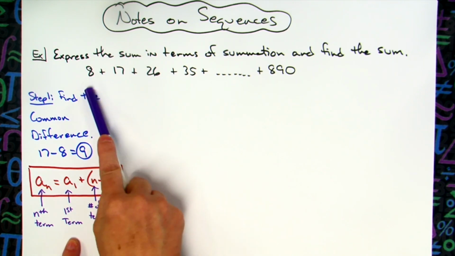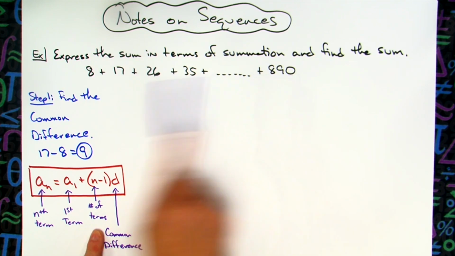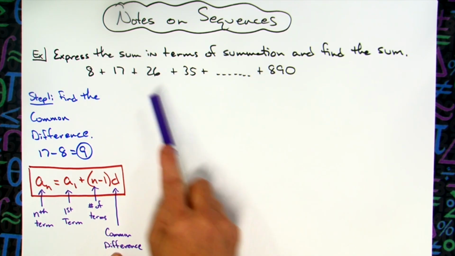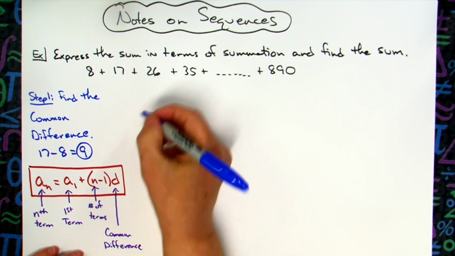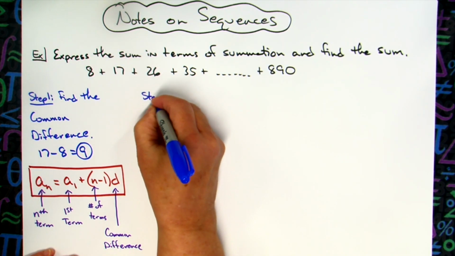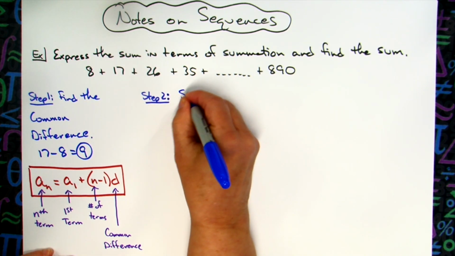The first term in the sequence is 8. The nth term we know is 890. We don't know how many terms there are, but we do know the common difference. So what we have to do in step 2 is solve for n, because n is the only thing in that formula that we don't know. So step 2, let's just call it solve for n.